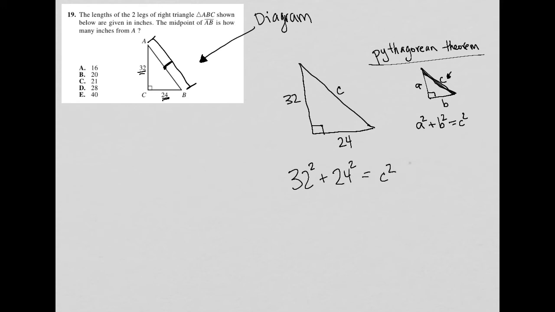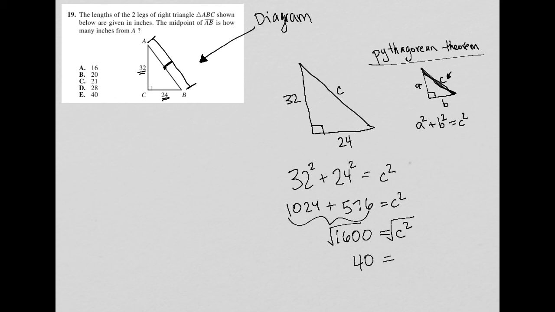I'm going to go to my calculator, and I'm just going to solve this out. So 32 squared is equal to 1,024. And 24 squared is equal to 576. And then when I add those two numbers together, so 1,024 plus 576, I get 1,600. So 1,600 equals C squared. Now to find the value of C, I need to square root both sides here. So the square root of 1,600 is 40. So 40 is equal to C.